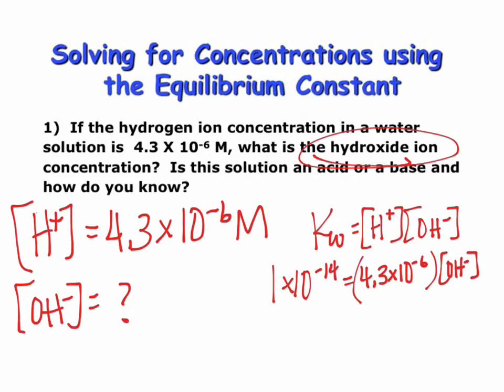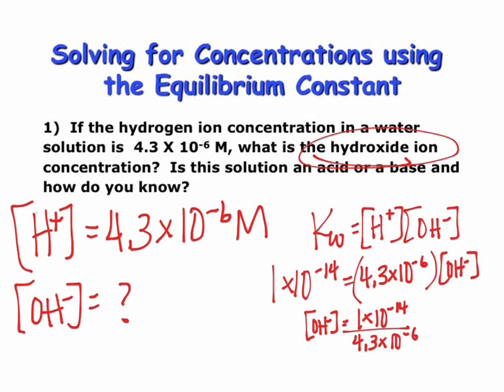So put that in the calculator and solve for OH minus. OH minus is going to be 1 times 10 to the negative 14 over 4.3 times 10 to the minus 6. You need to be punching these numbers in carefully, especially these little exponents, if you are having trouble.